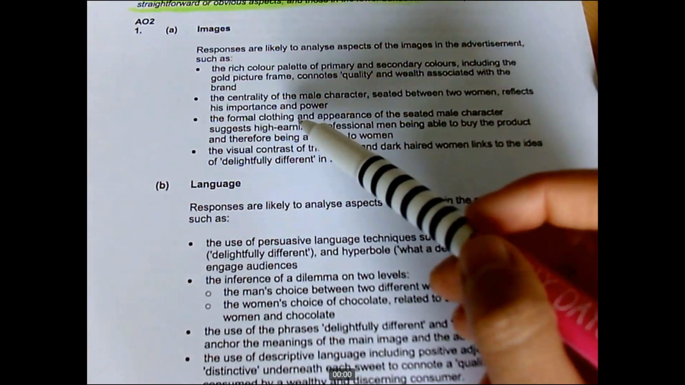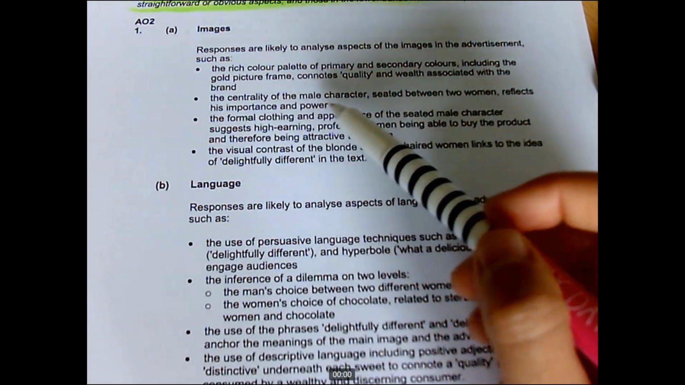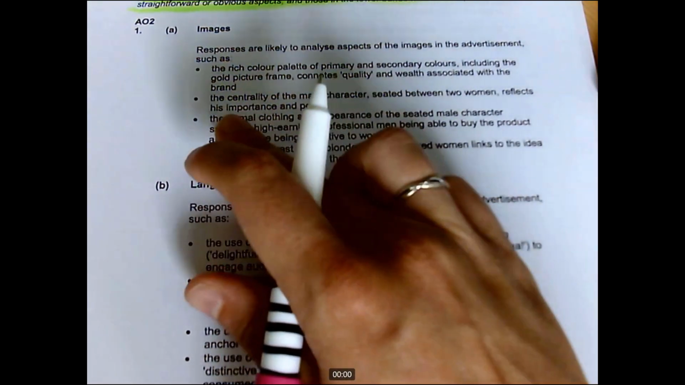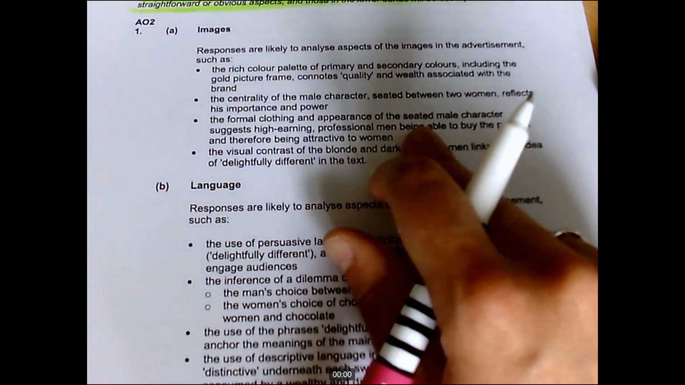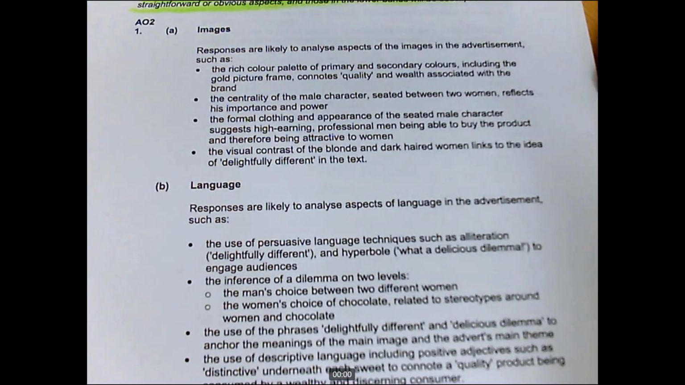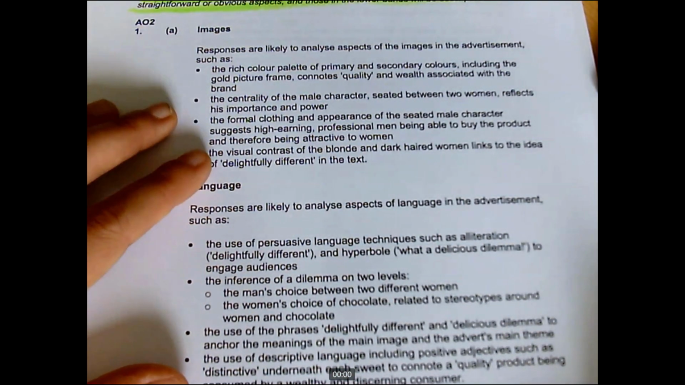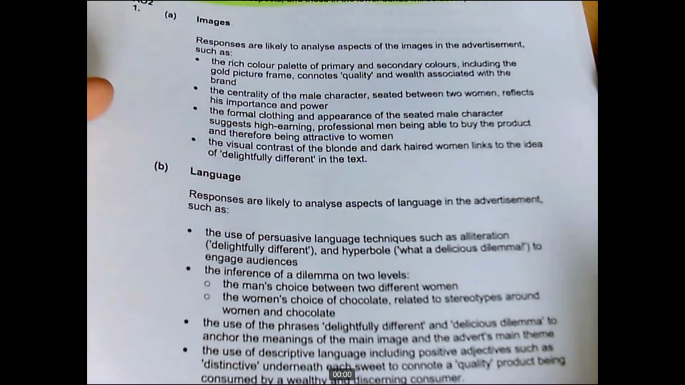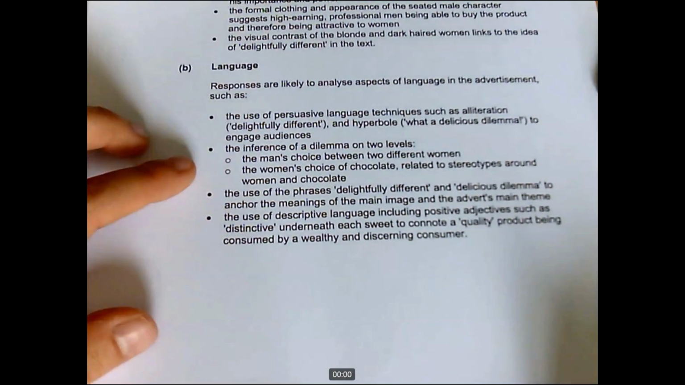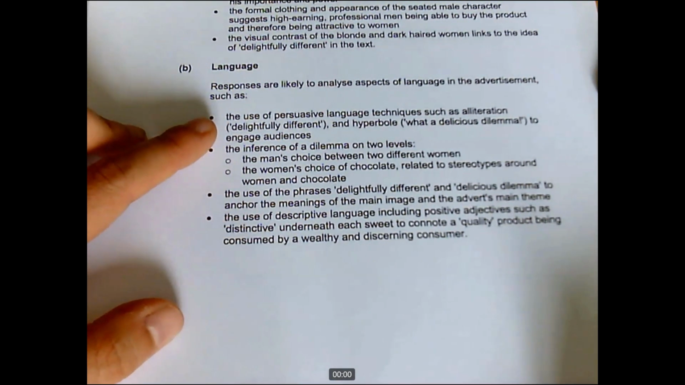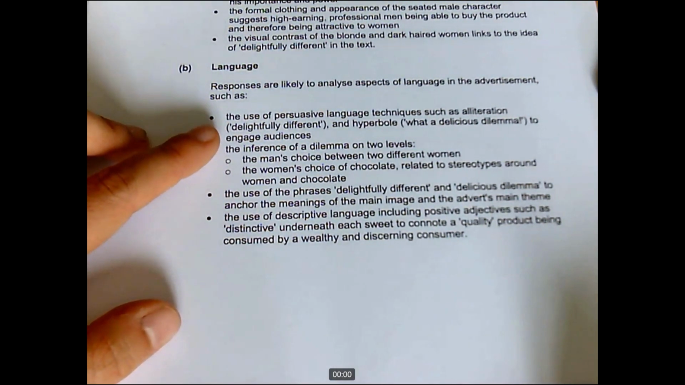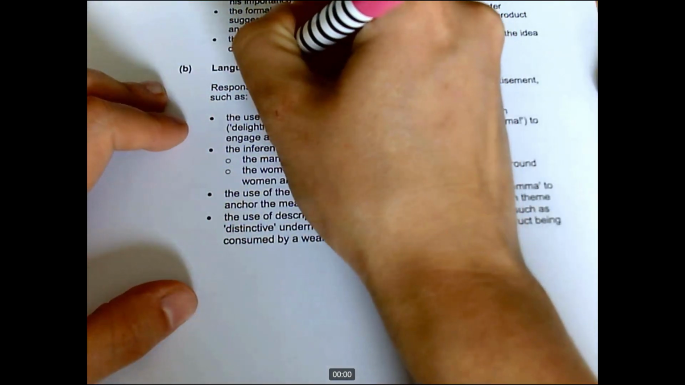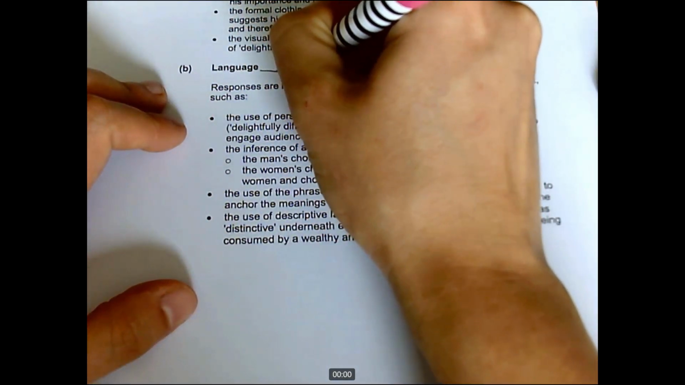Okay. Images might also include how the male character is central, how he's seated between 2 women, the formal clothing, the appearance of the male and what that suggests, visual contrast between the blonde and the dark-haired woman. For language, we're looking at persuasive techniques such as alliteration and hyperbole. So this is very, very similar to English.